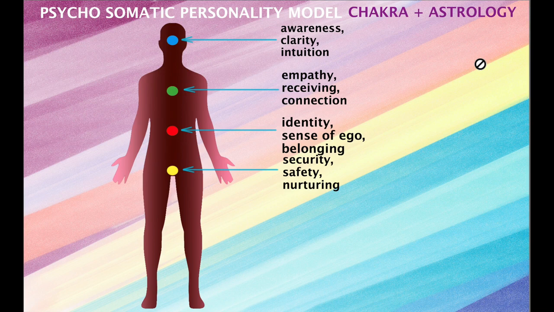So the red dot: identity, sense of ego, belonging. The yellow dot, the first one at the root, goes in the space between our genitals and the anus. That spot stands for security, safety, and nurturing.